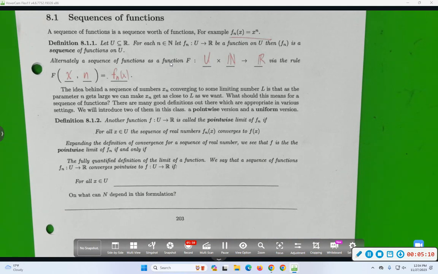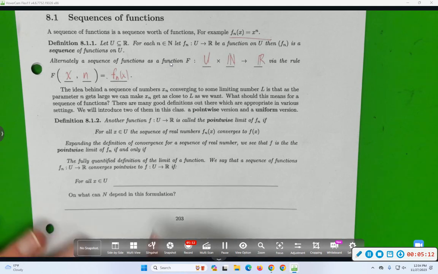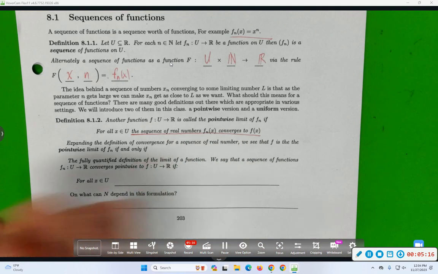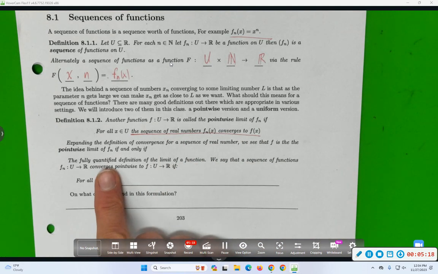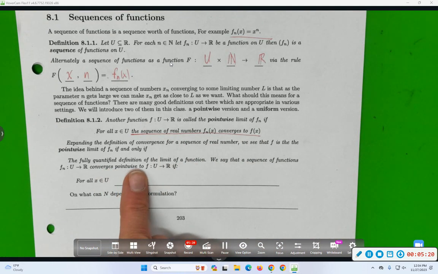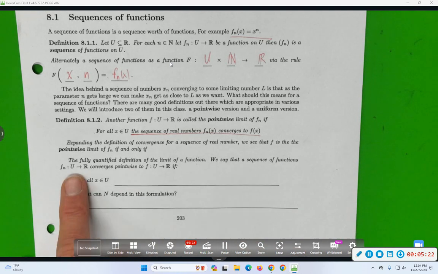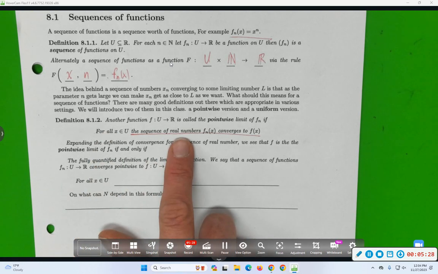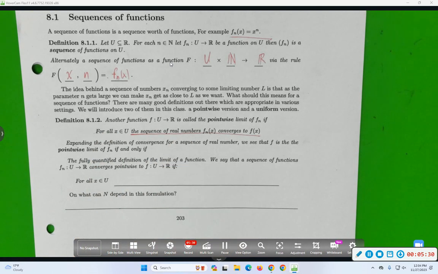Maybe we'll just formalize that a little bit. I'll underline this bit in red. So let's quantify that out. Fully quantified definition of the limit of a function: we say a sequence of functions f sub n from U to R converges pointwise to a function f from U to R if, for all x in U, expand out the bit in red. What does it mean for a sequence of numbers to converge to a number?